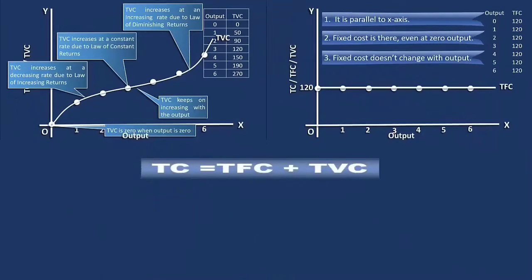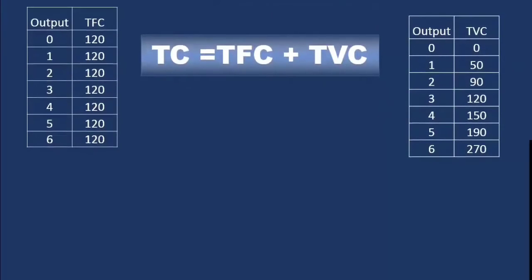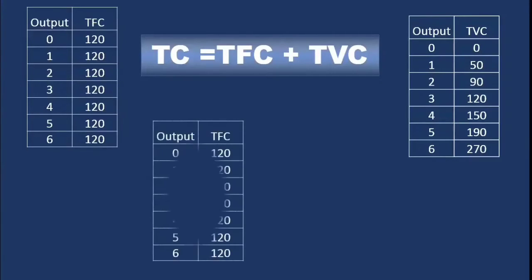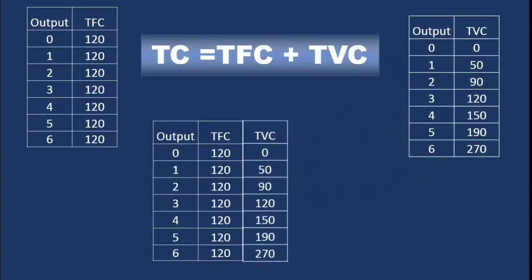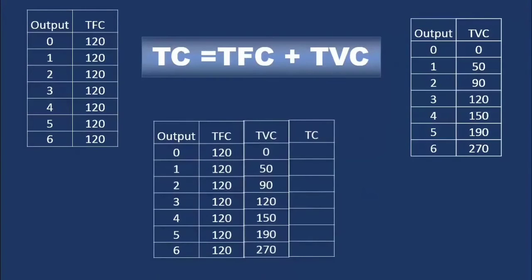Now let us see total cost, that is TC. So TC equals TFC plus TVC. When the TFC curve and TVC curve are combined together, we get total cost. Now as we know, the total cost is a combination of total fixed cost and total variable cost. So we will combine the total fixed cost and total variable cost together. After combining, a new table will be created on the right hand side. So that is total cost.